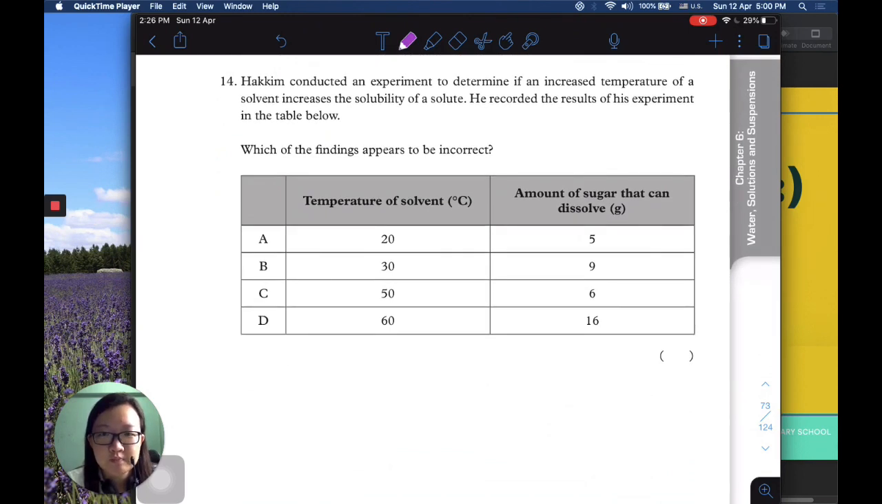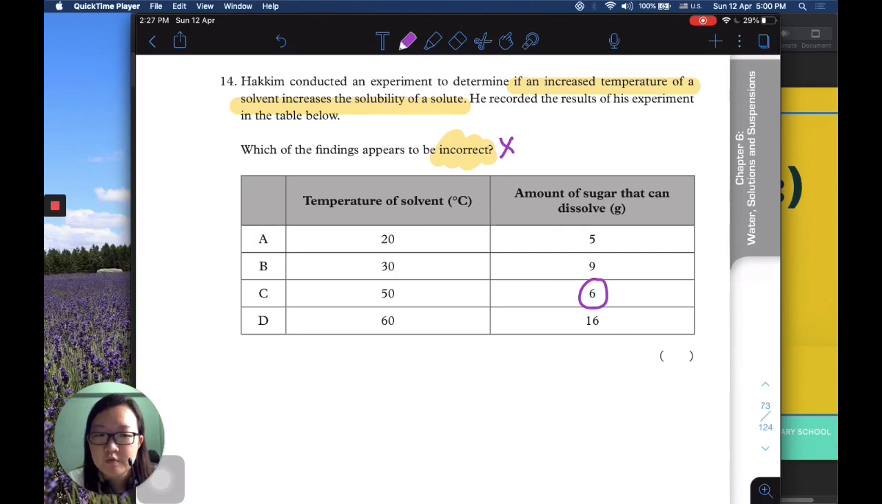Question 14. Hakim conducted an experiment to determine if an increased temperature of a solvent increases the solubility of a solute. Okay, that's a huge chunk of words, so you should highlight that. He recorded the results of his experiment in the table below. Which of the findings appear to be incorrect? So I would highlight that, put a cross, so that I know that the answer that has a cross is my answer.